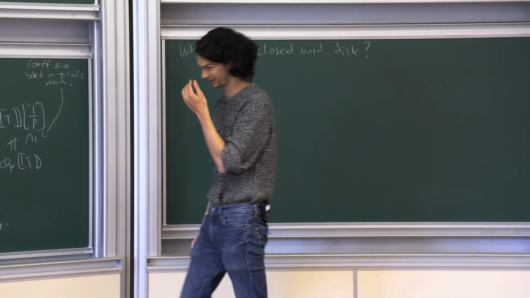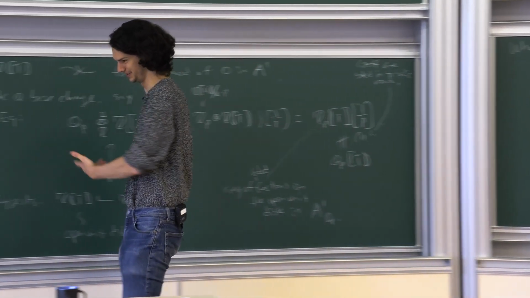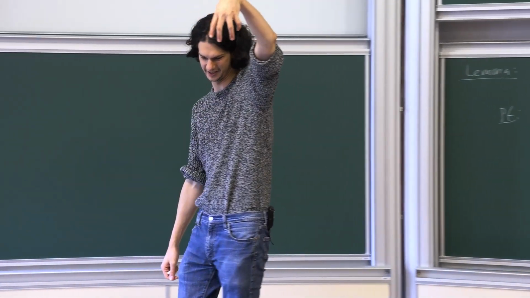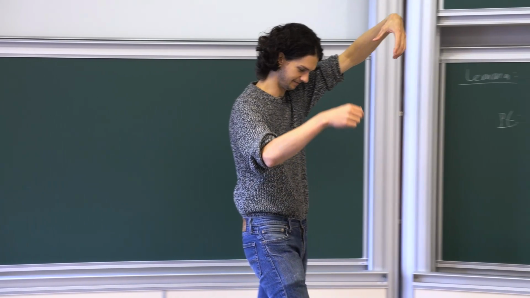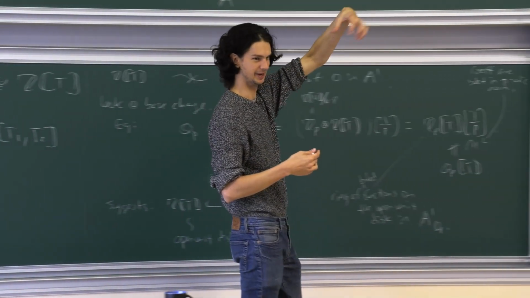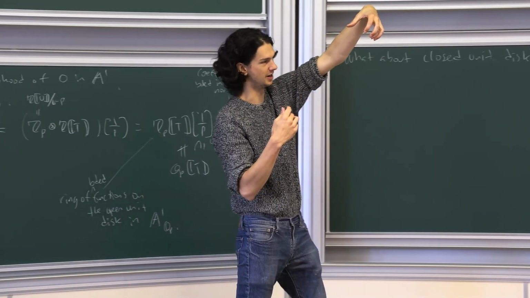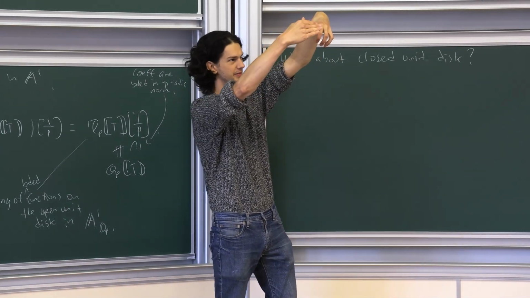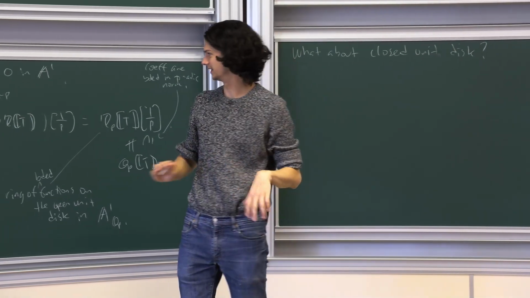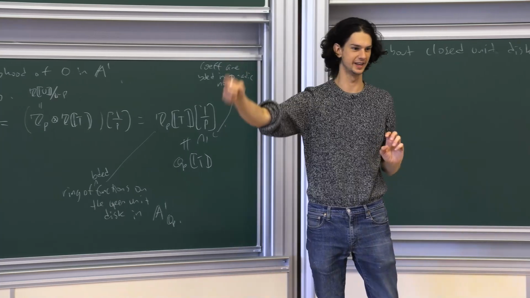Well, one way to understand the closed unit disk, if you understand what an open unit disk is, you can imagine putting the open unit disk at infinity instead. So then you get the complement of the closed unit disk. And the complement of a thing is just as good as describing the thing. So let's take this guy and put it at infinity instead.